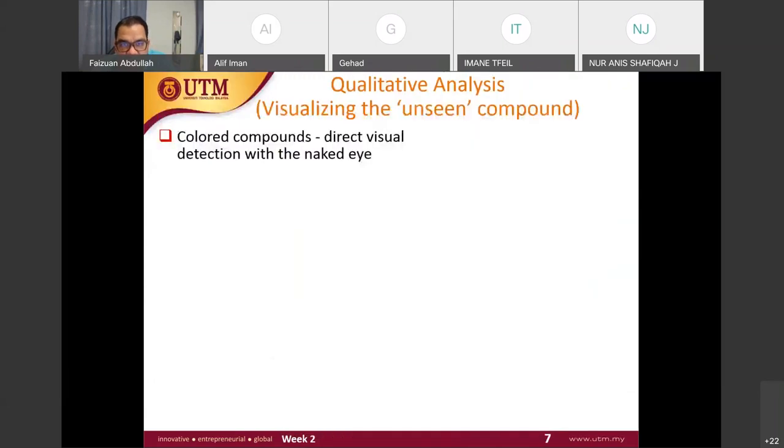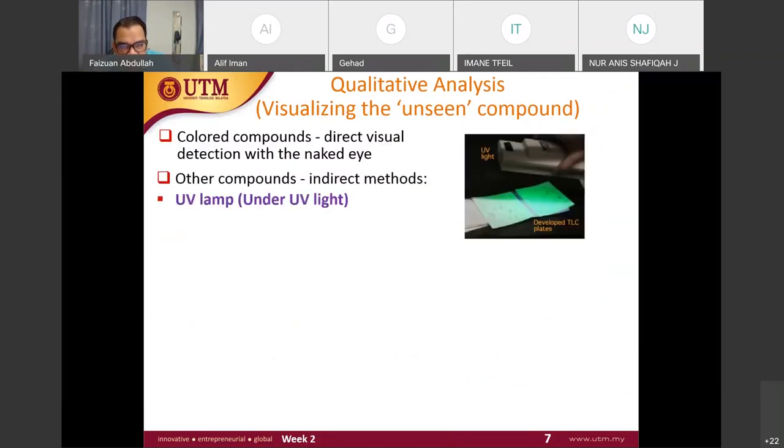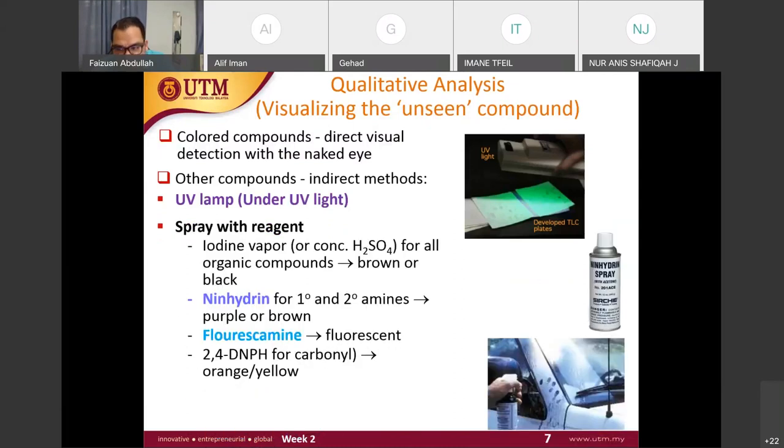All right, qualitative analysis. This is how to visualize the unseen compound. Colored compounds can be seen with direct visual detection with the naked eye. For other compounds, we use indirect methods, for example, a UV lamp or spraying with a reagent, such as iodine vapor or concentrated sulfuric acid. For all organic compounds, it will turn brown or black.